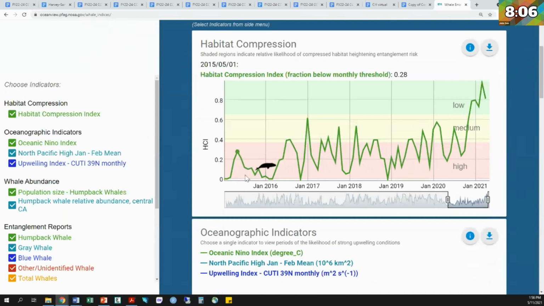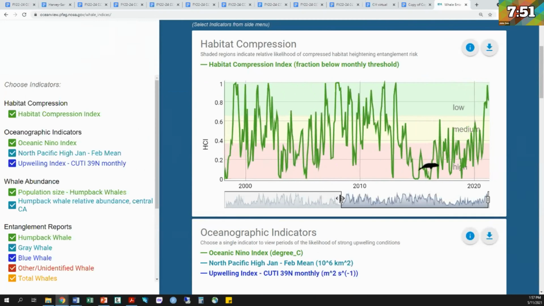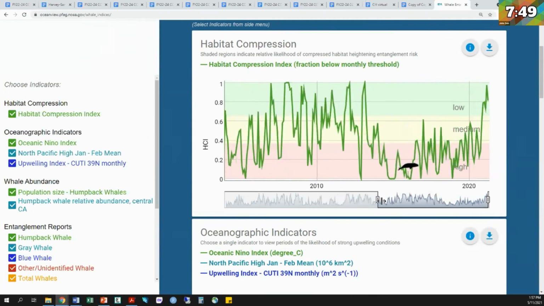So here is one indicator. This is the indicator of habitat compression. That's that water being squeezed against the coast that I talked about before. And here we've got it tailored somewhat so that you can scroll out to expand the amount of time that you're looking at or bring it in.